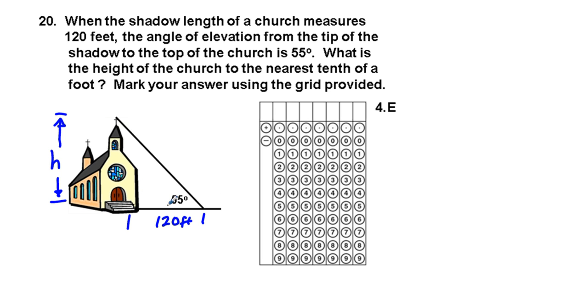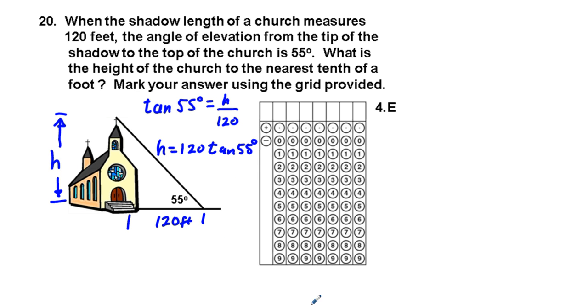Okay, what we have is a trigonometric ratio of tangent. So the tangent of this angle here, 55 degrees, is equal to our opposite over the adjacent side, 120. And so solving for h, h is equal to 120 times tangent of 55 degrees.